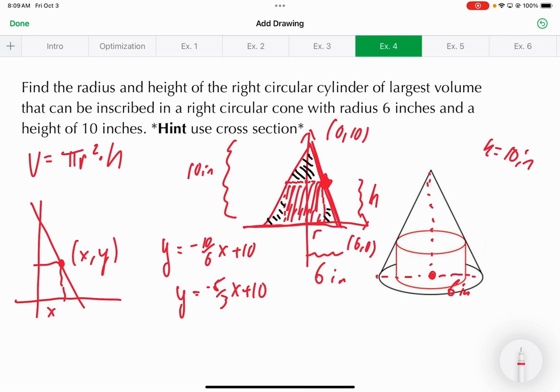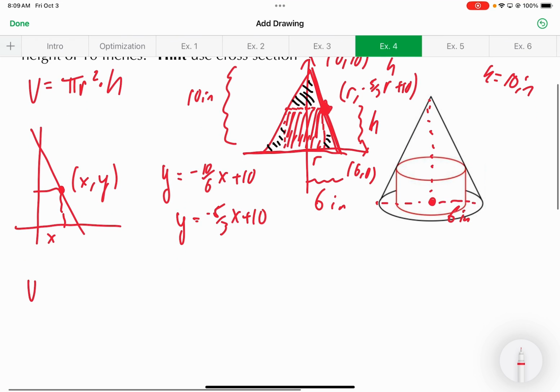So this point right here would be r, and then instead of using x, we could have negative 5/3 r plus 10. So this represents my radius, and then this represents my height. What's my height going to be? Okay? All right, so then now what I can do is plug that in for my height and then take the derivative. Because that's what the height of my cylinder is going to be that's inscribed inside of my cone. All right? So then I would have volume.